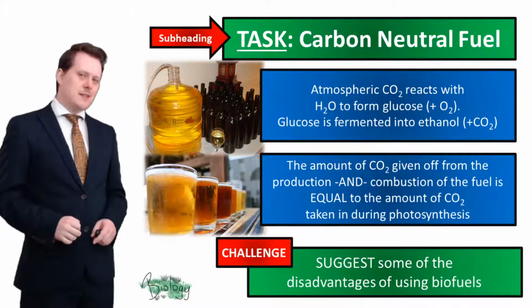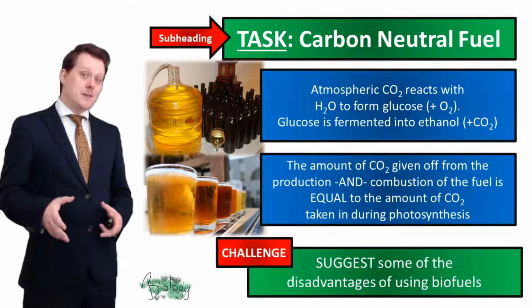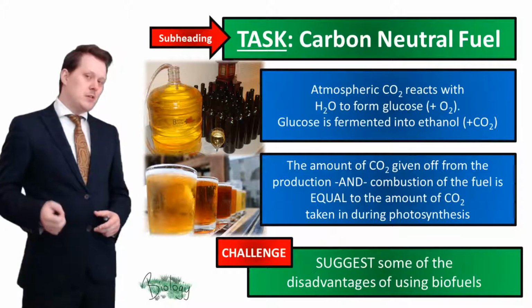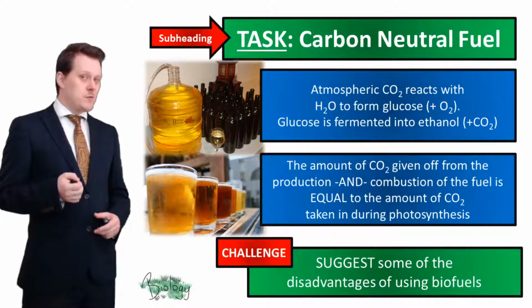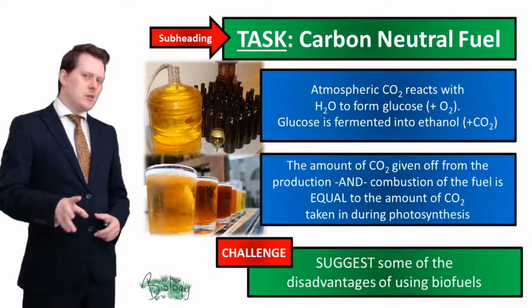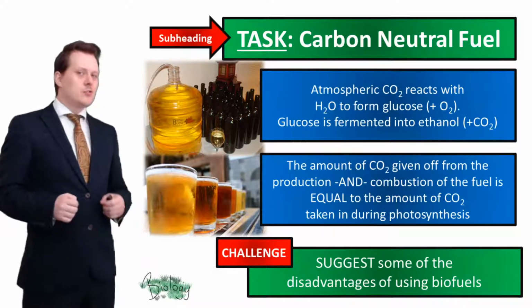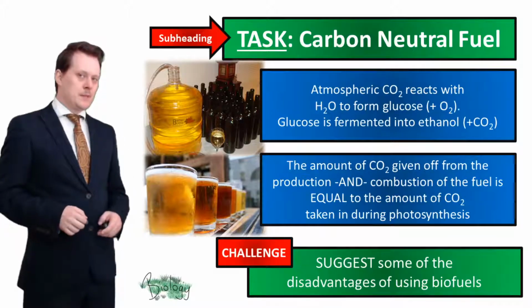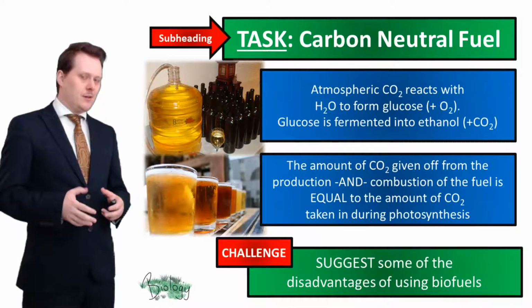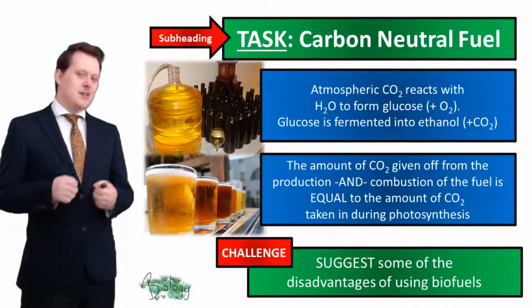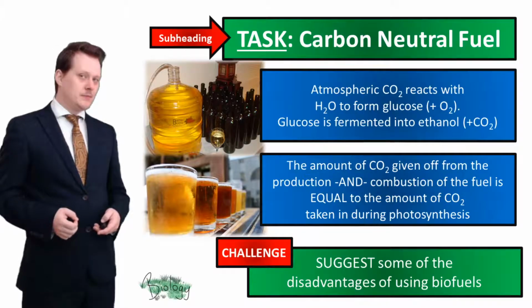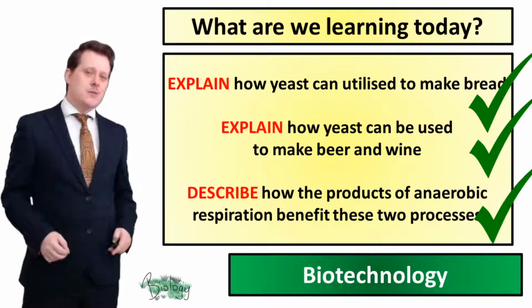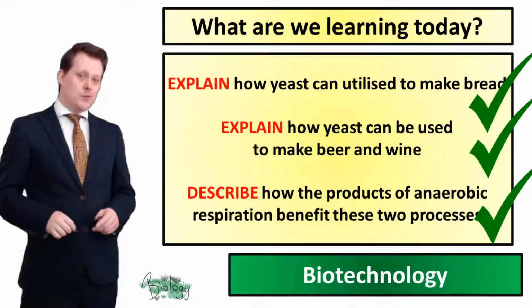Now there are some disadvantages of using these biofuels. First of all, you need a large quantity of sugar-rich foods. If these foods are being used for the production of fuel, then this is food which isn't being delivered to people. Another disadvantage is that the ethanol does not release as much energy when you combust it as fossil fuels do. So the same mass of ethanol will release less energy than the same mass of petrol. So now we can see how the products of anaerobic respiration benefit these 2 processes and can be used for the production of carbon neutral fuels.